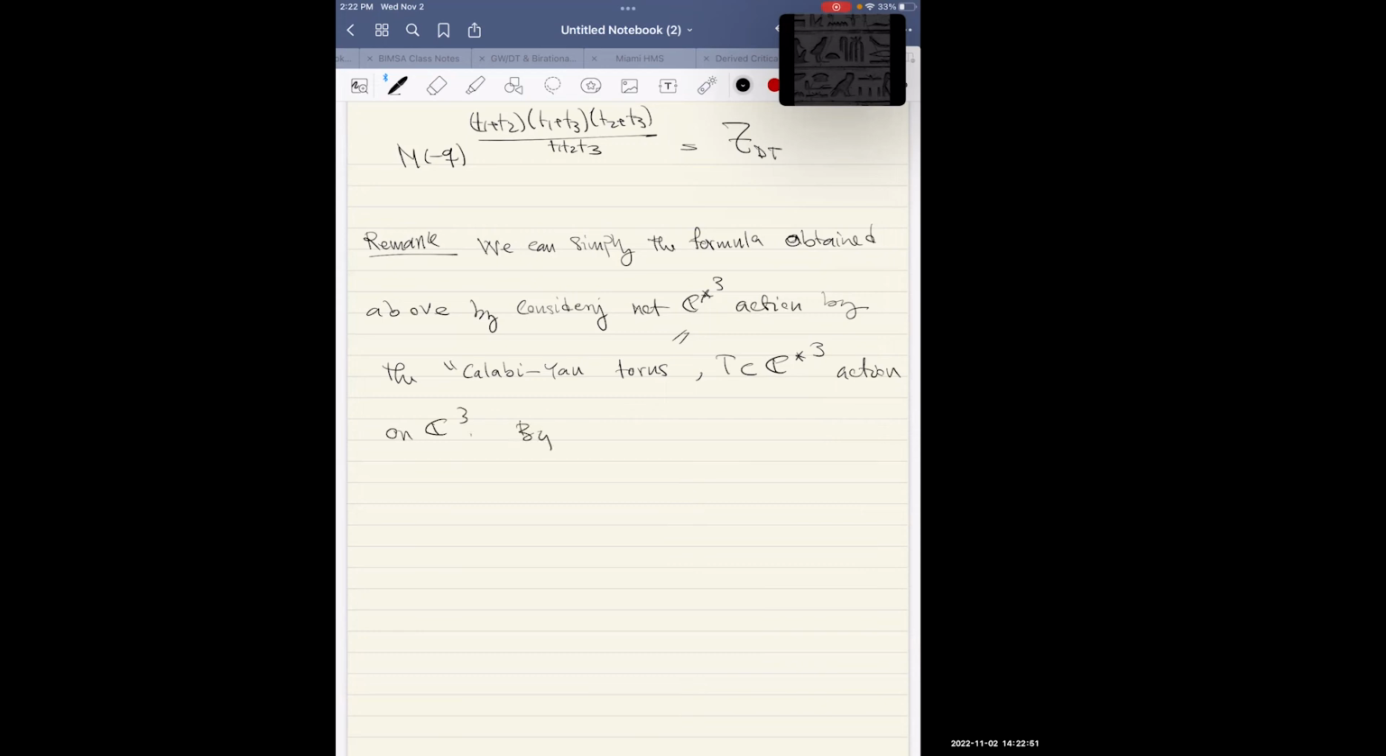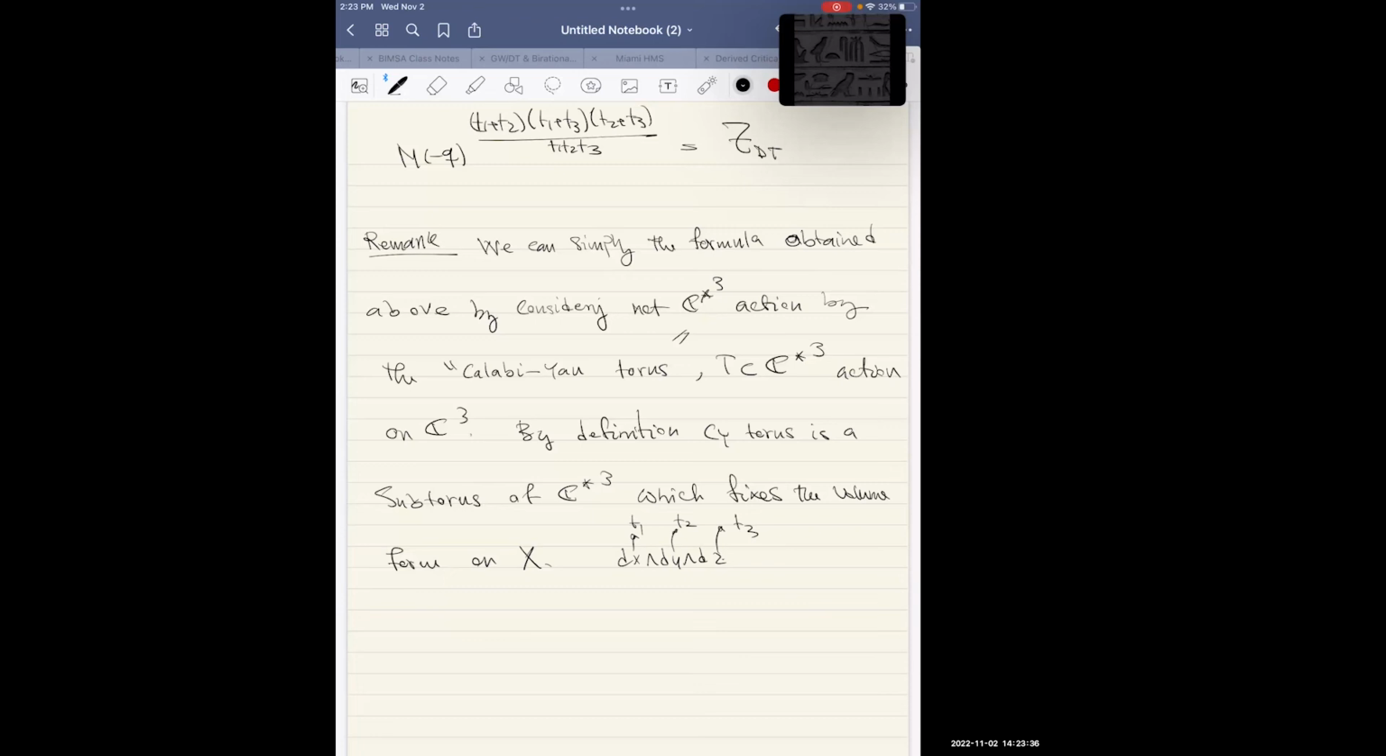By definition, the Calabi-Yau torus is a subtorus of C star cubed which fixes the volume form on X. The volume form is given by dx wedge dy wedge dz, and each one of these has a character. This gets dilated by T1, this gets dilated by T2, and this gets dilated by T3.